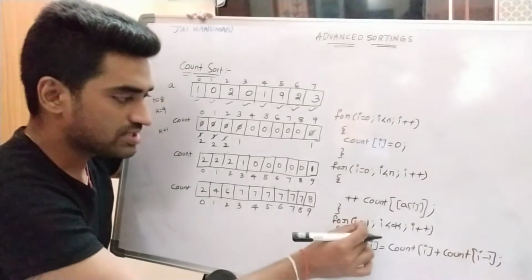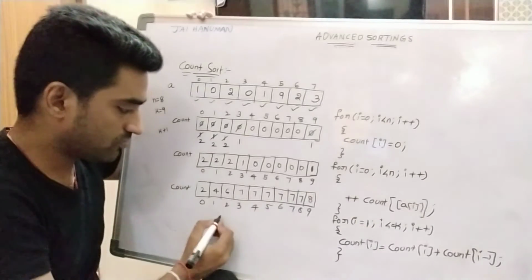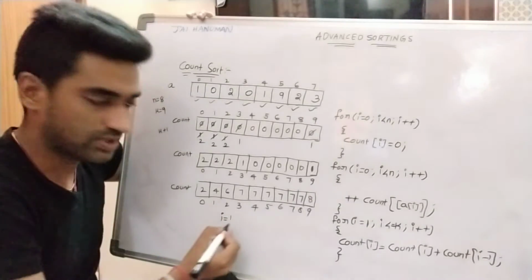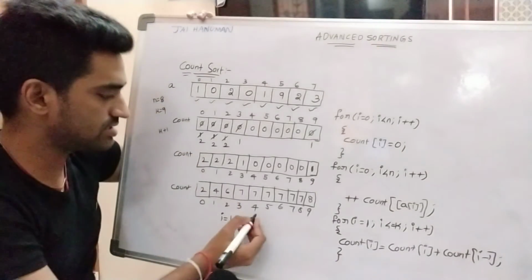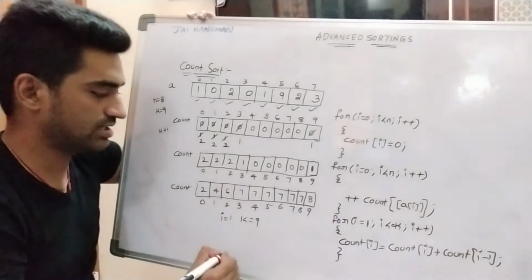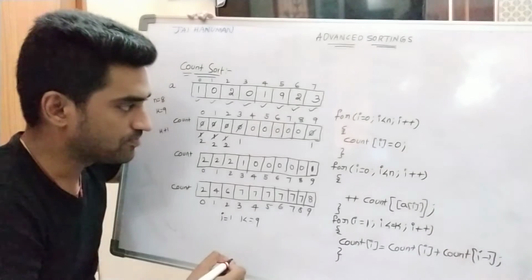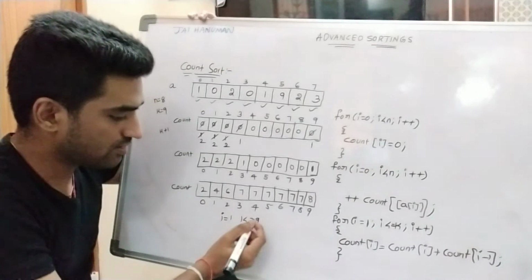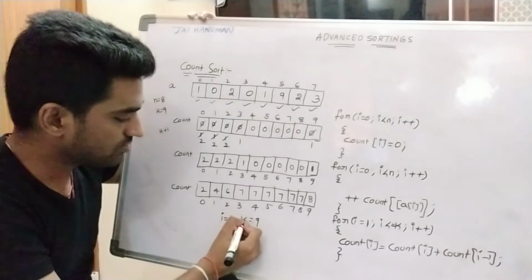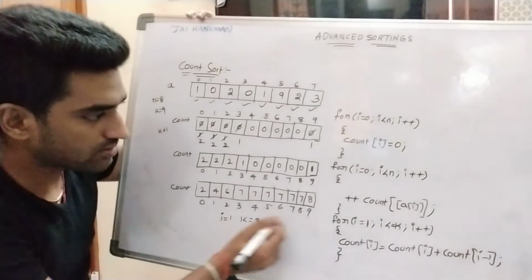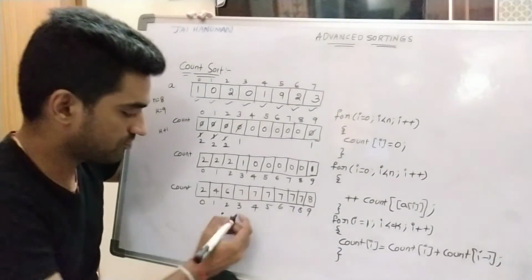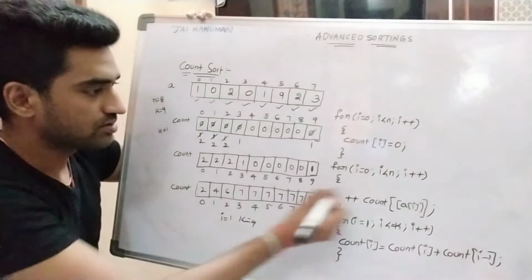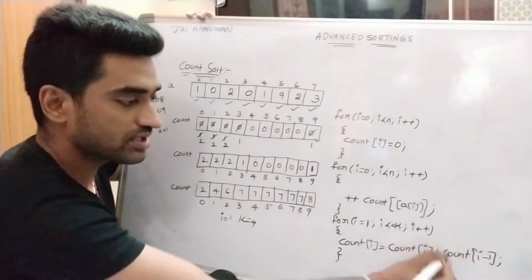Suppose I am tracing this loop. So i is equal to 1. 1 less than or equal to k. So k is 9, k is equal to 9, right? So i less than or equal to k, so 1 less than or equal to 9. The condition is true, so then we update the count.